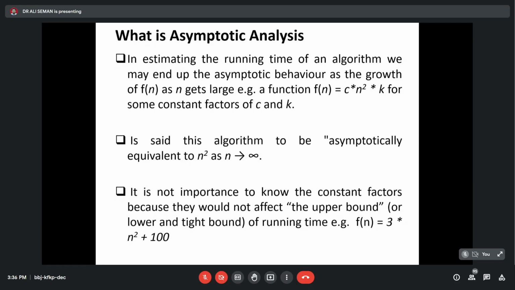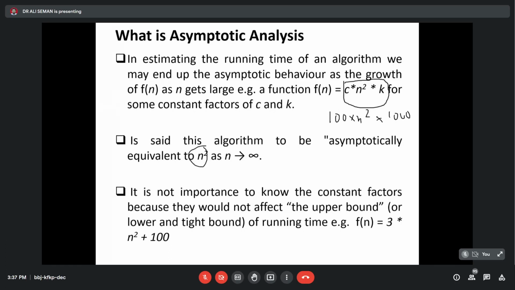And it says this algorithm is asymptotically equivalent to n squared as n gets larger. Meaning that if we end up with this after we do the analysis, we have some constant, let's say maybe 100 times n squared times maybe 1000, some constant, whatever. And finally, we can conclude that it is asymptotically equivalent to n squared only.